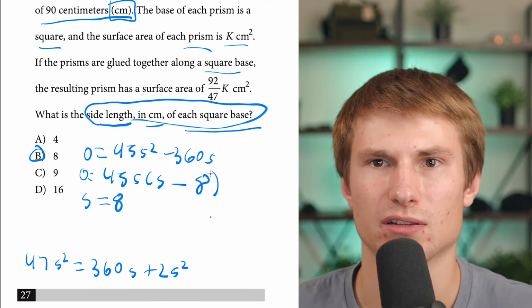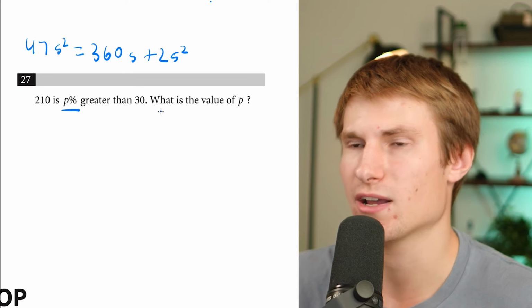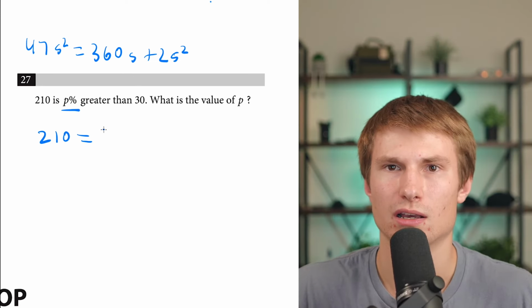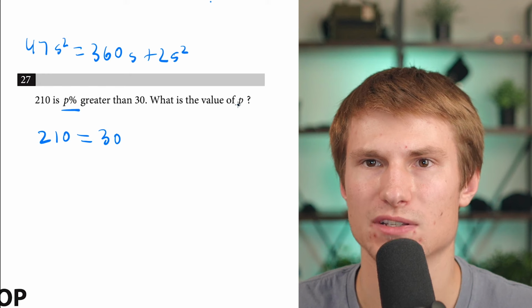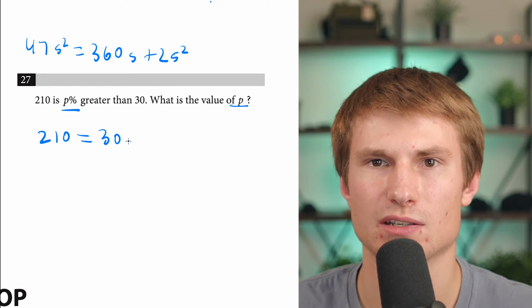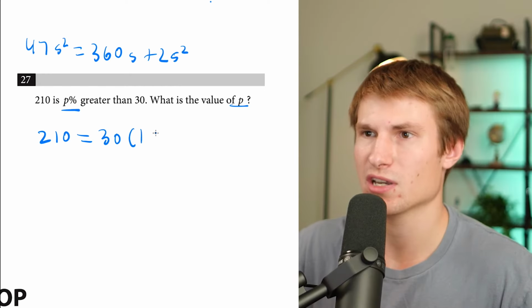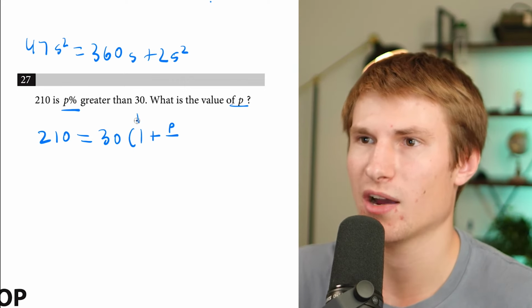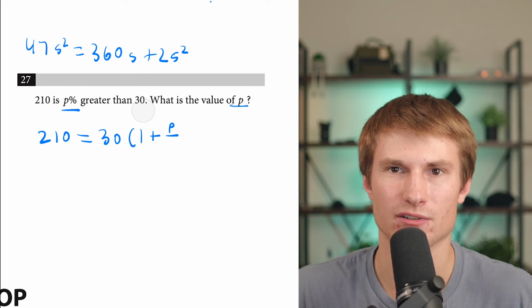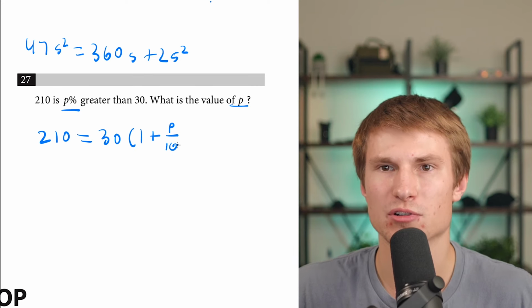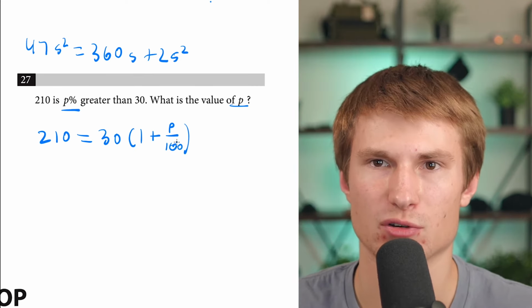Here's number 27 now. We got 210 is p percent greater than 30. What is the value of p? Okay, so 210 is equal to 30. Now it's p percent greater than 30. So 1 plus p percent greater than 30. Keep in mind the 1 is because if it was 0% greater, it'd still be 30 times 1. And that's p percent over 100, since obviously percents are over 100.